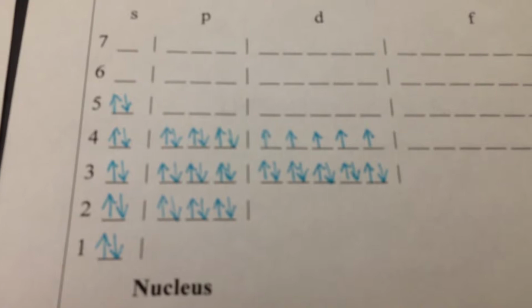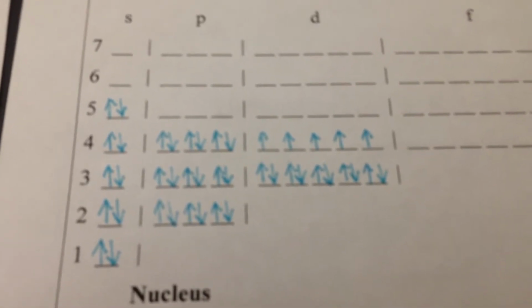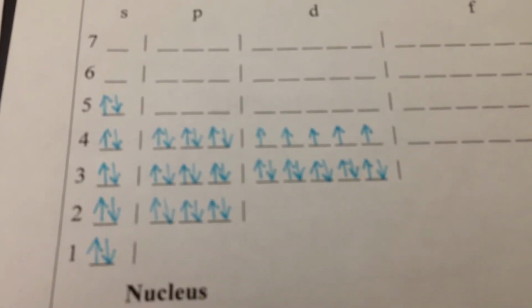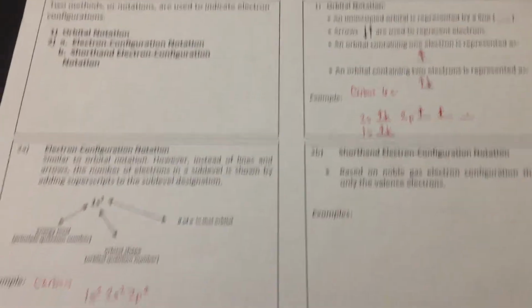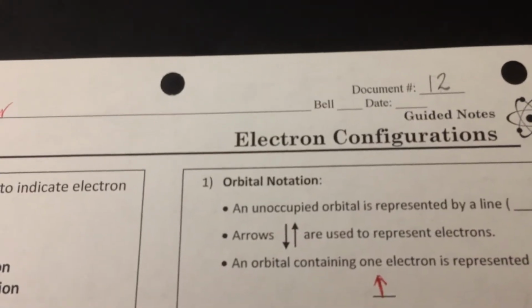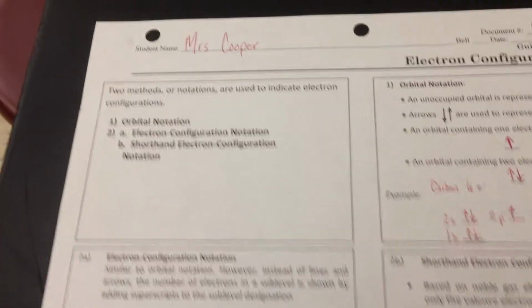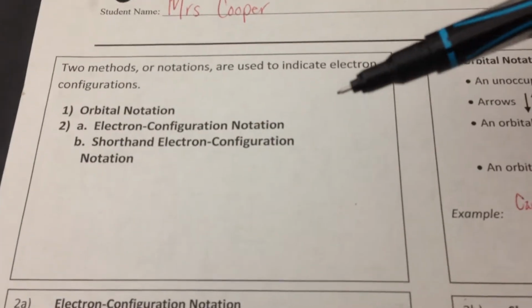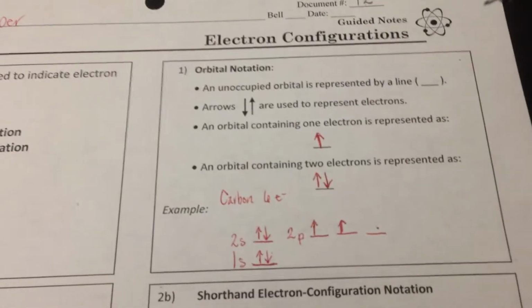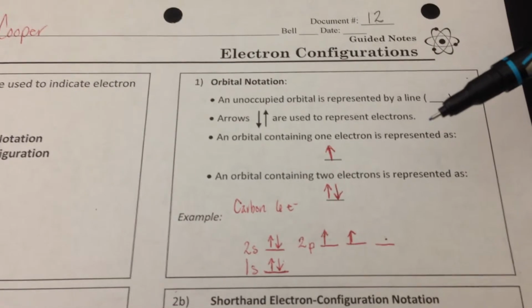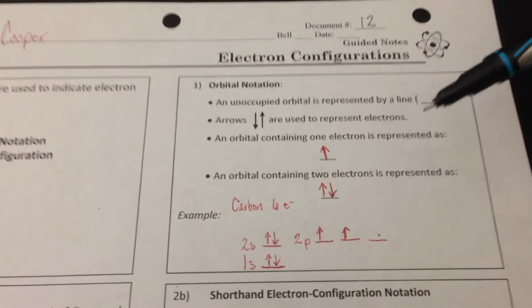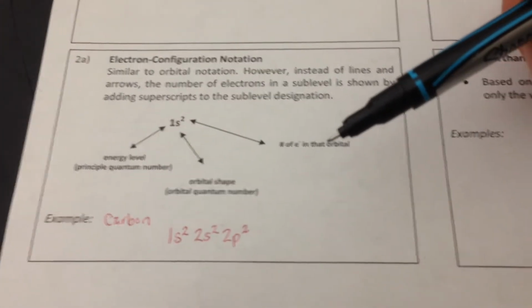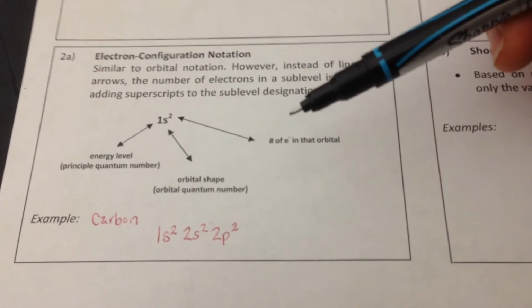Moving on from this, we're now working on translating these orbital diagrams into electron configuration. So up here I have our notes page, which you got on Thursday. This is document number 12. And you were to watch a video over me explaining the two methods, reminding you about orbital notation, which we just went over an example with technetium, and then looking at how we are going to translate that into this easier notation of electron configuration.